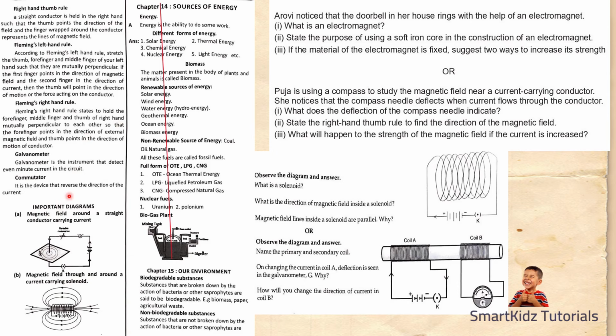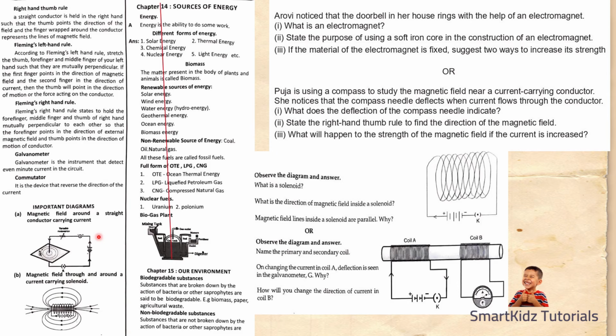Then you should know what the commutator is. It is a device that reverses the direction of current. And here is a figure of the magnetic field around a straight current carrying conductor and the magnetic field around a current carrying solenoid. So you should know what a solenoid is for that matter. Let us look at the questions that have come or can be asked in this particular chapter.